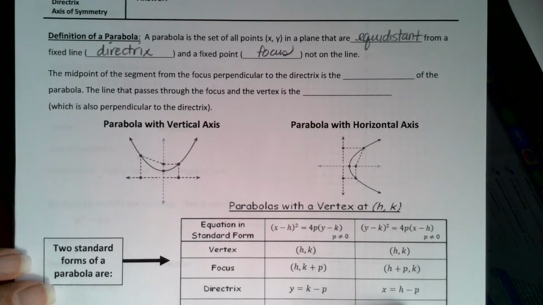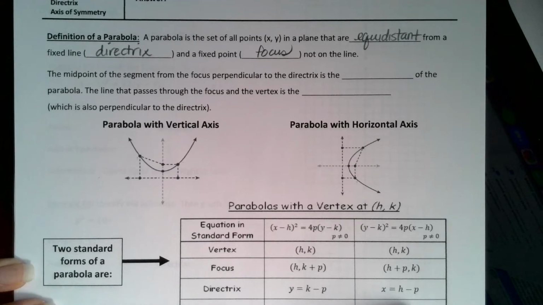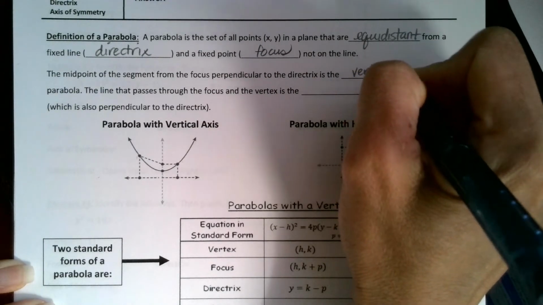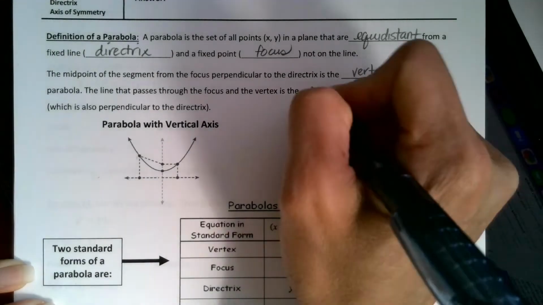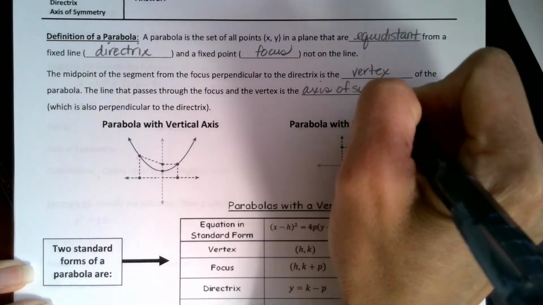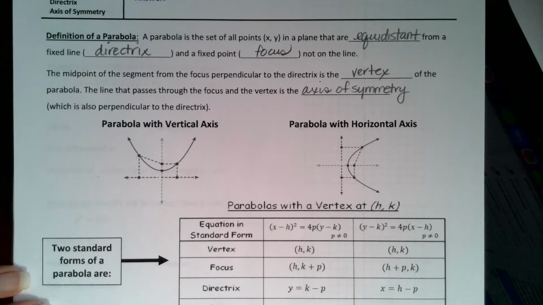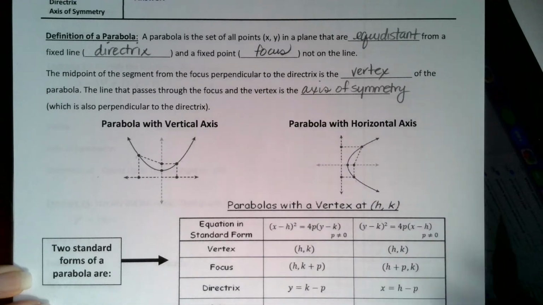So unlike the ellipse and the hyperbolas, we will have one focus versus the pair that we've seen in the last two conics. The midpoint of the segment from the focus perpendicular to the directrix is the vertex of the parabola. The line that passes through the focus and the vertex is called the axis of symmetry. So we are going to learn how all these different parts contribute to graphing our parabola.